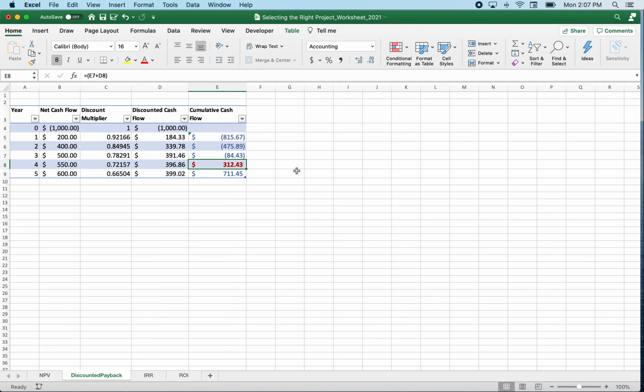Now, what this means is sometime in year 4, the project has turned positive in terms of here's what we spent and here's how long it took us to recover those costs. For our purposes, we keep things simple. Payback happened when things turned positive. It happened in year 4.